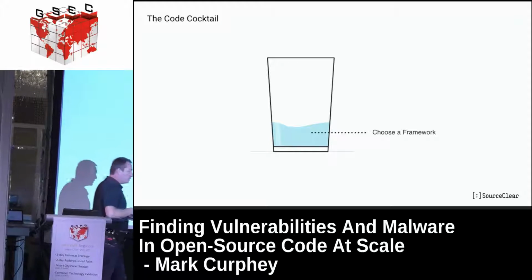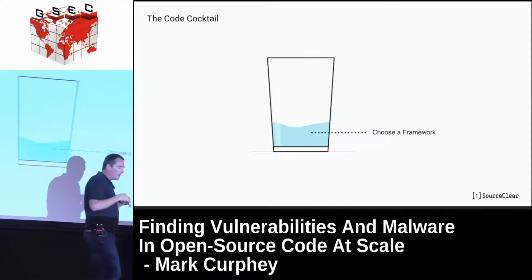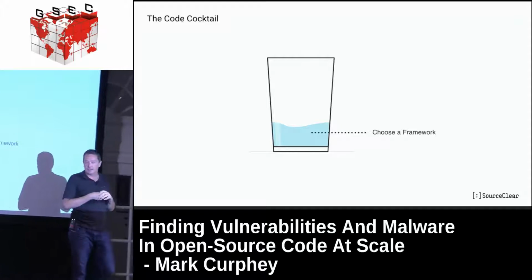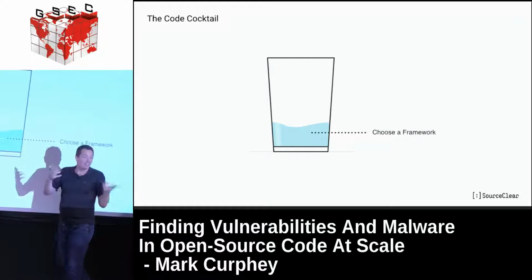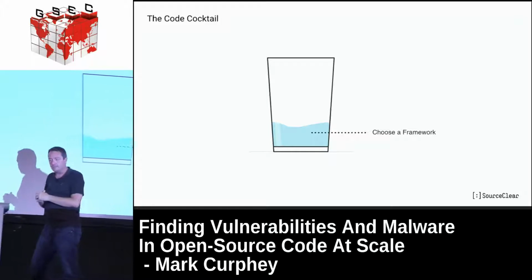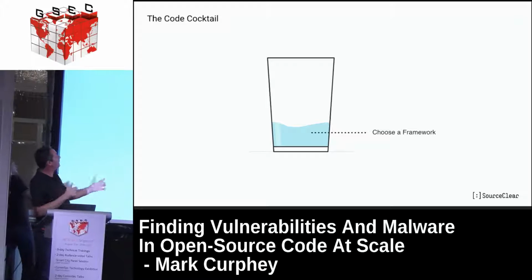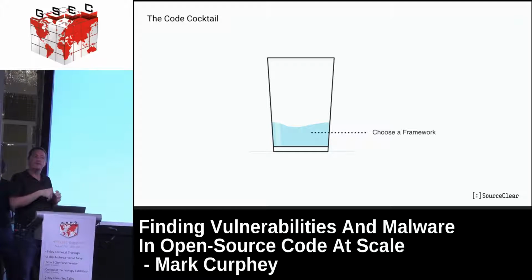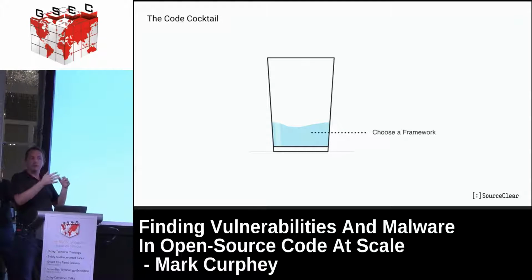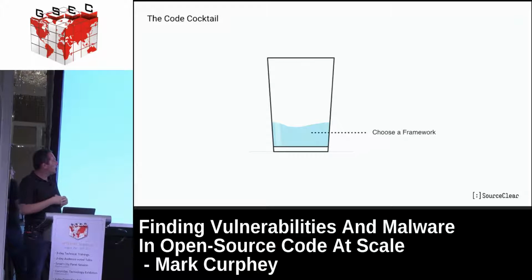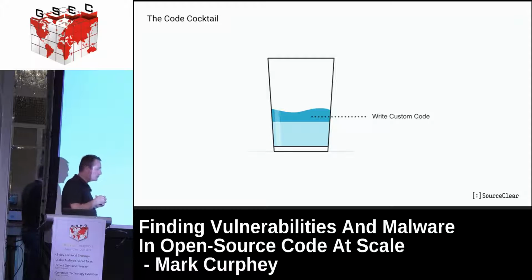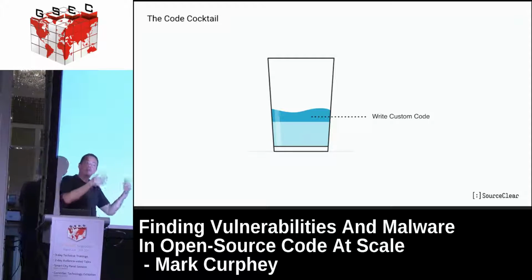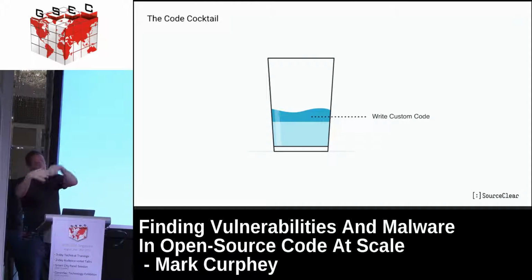To set a context, and to tee things up so you can see how these things are going to manifest in the real world, the way people consume open source is basically like making a cocktail, right? The first thing you do is you choose a framework. It might be Ruby on Rails, it might be some Java framework. Once you do that, you start writing your own custom code that goes on top of it. If you choose Ruby on Rails, you'll be writing code in Ruby. If you choose Spring, you'll be writing stuff in Java.